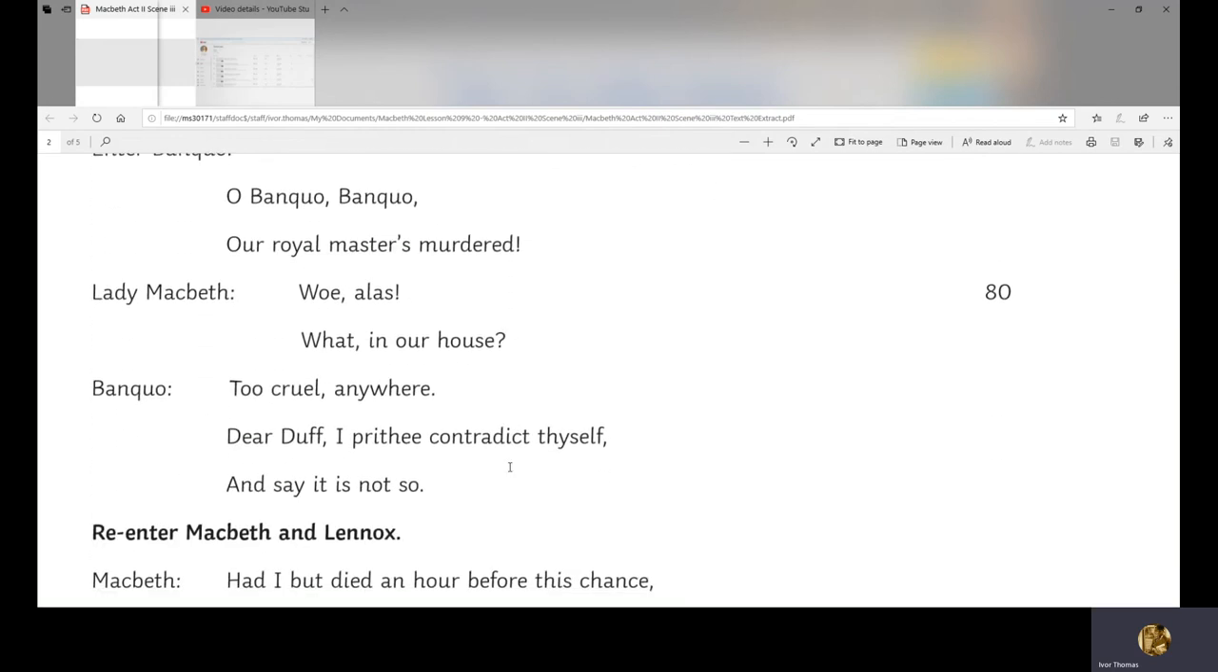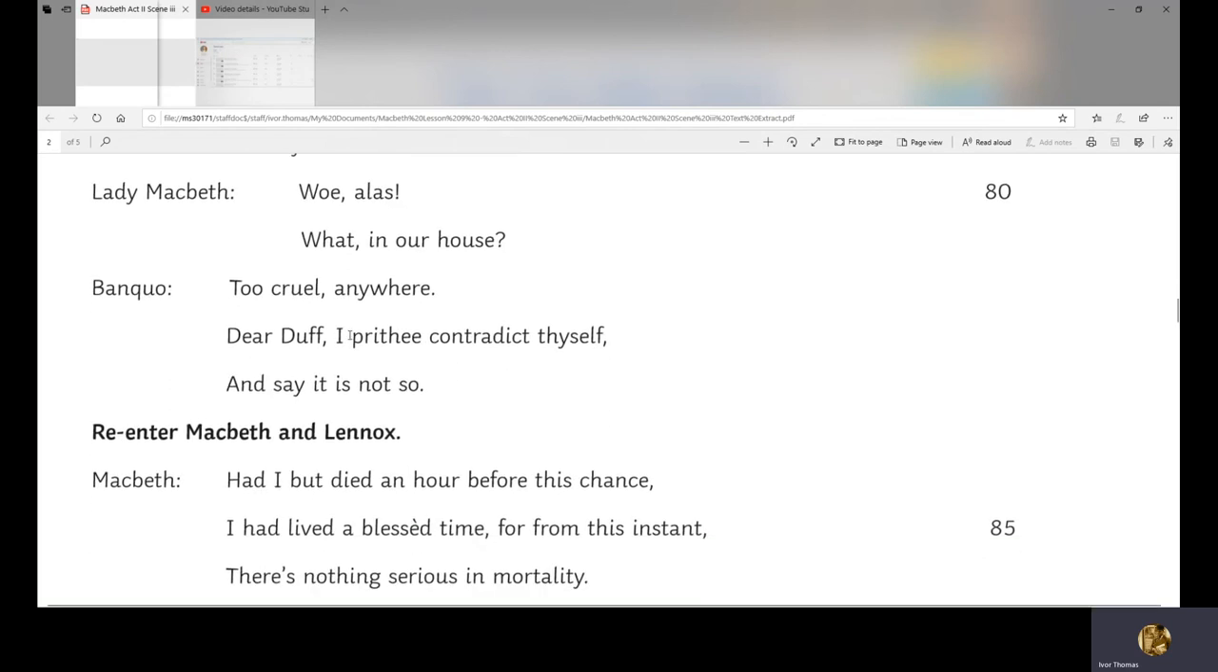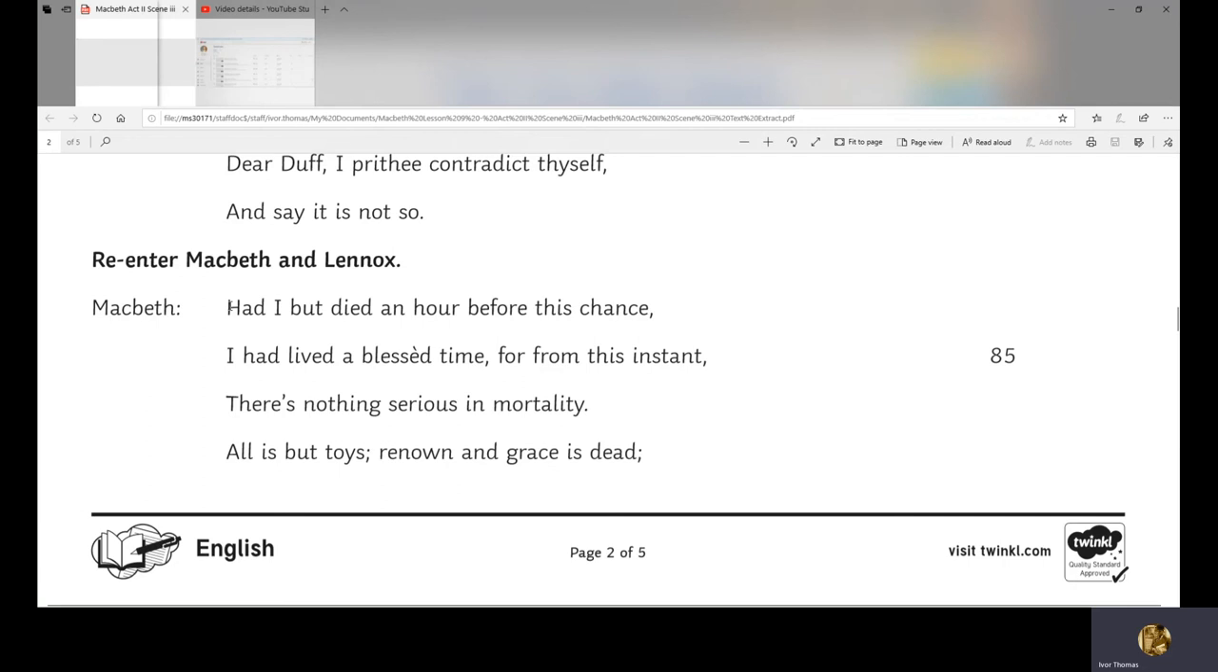More chaos. Lady Macbeth, what has happened in our house? Banquo's disbelieving. Prithee, contradict yourself. Say it isn't so. Now look at this outrageous example of equivocation by Macbeth. Had I but died an hour before, I would have been blessed.